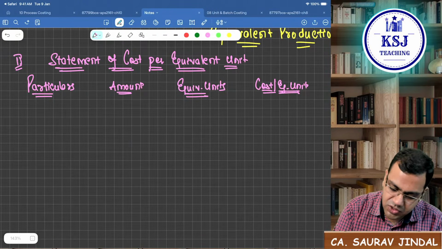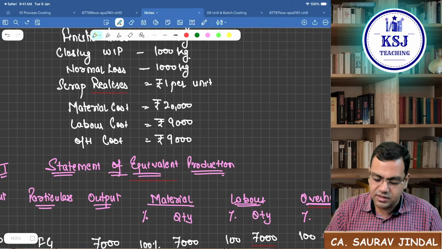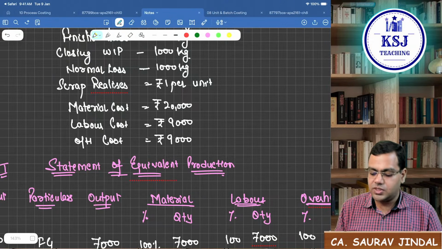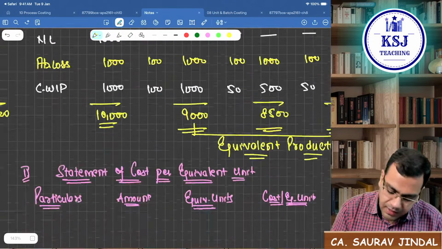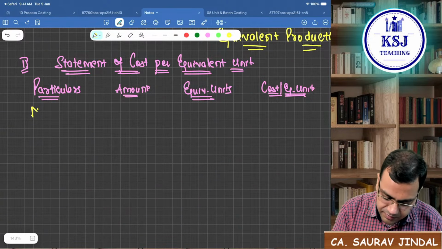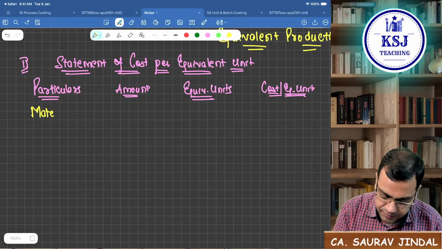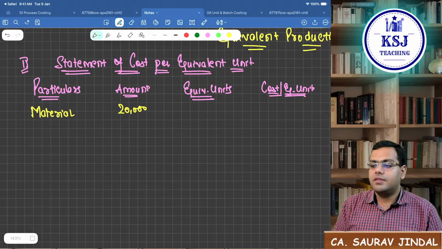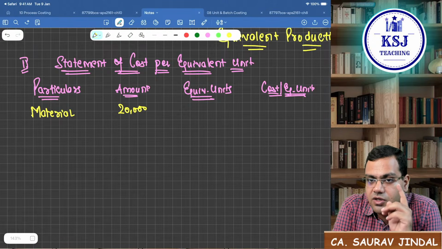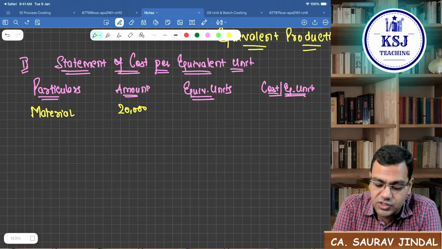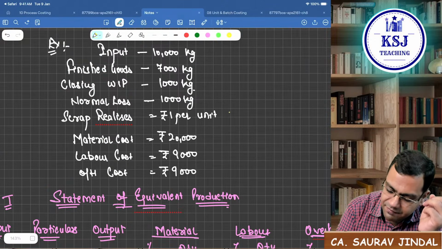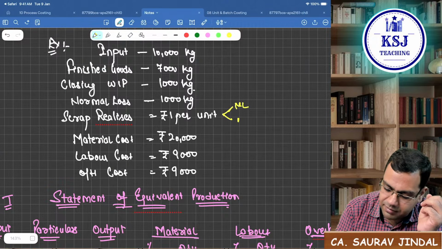So what is the first cost that is incurred? See here it is given, the material cost is incurred 20,000, labor cost is incurred 9,000 and overhead cost of 9,000. Material cost incurred 20,000, but stop here. There is a scrap value of the normal loss. There is a scrap value given, 1 rupee. This scrap value is applicable to both normal loss and abnormal loss.